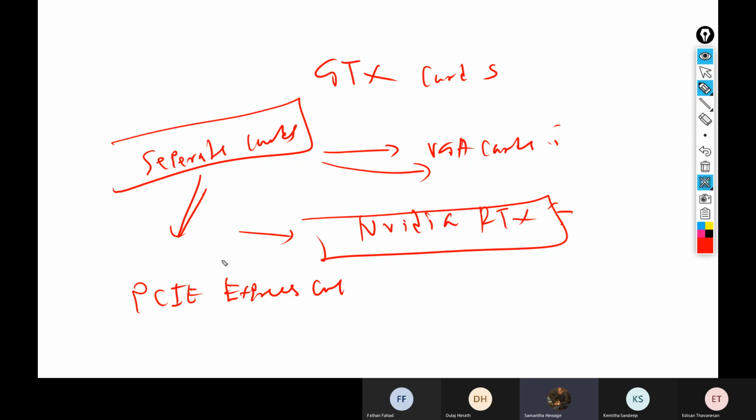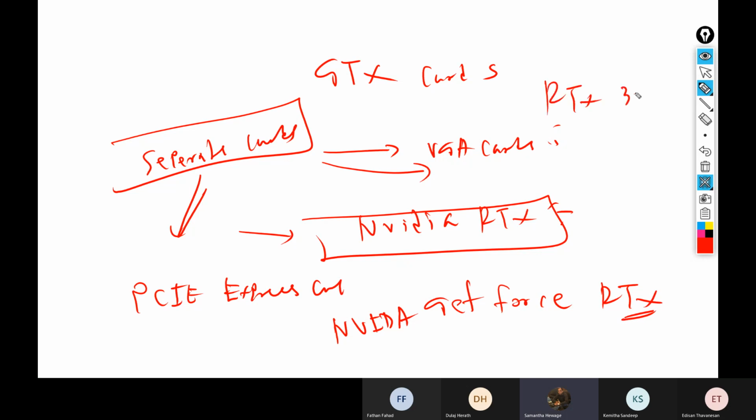Remember, a good card would normally cost more than 20,000, right? So we have a GeForce card, the NVIDIA GeForce card. These RTX cards are expensive, right? So normally we have the RTX 3090, 3080, 2070. There are versions, right? So that is called an NVIDIA card, a graphic card, a gaming card.